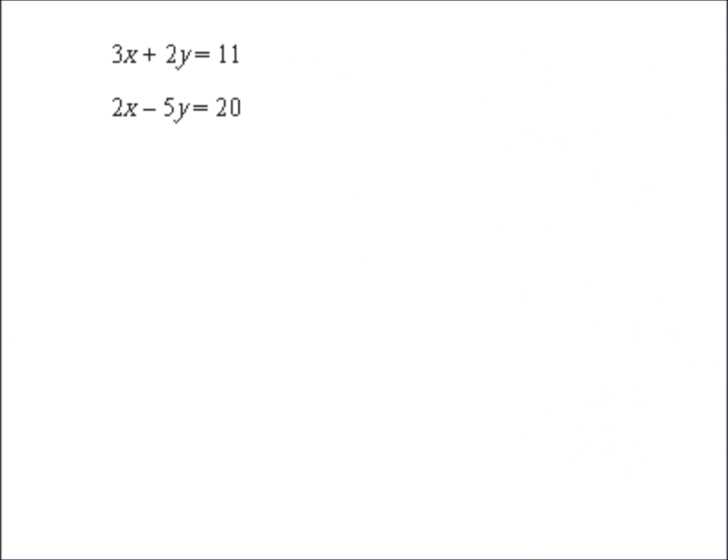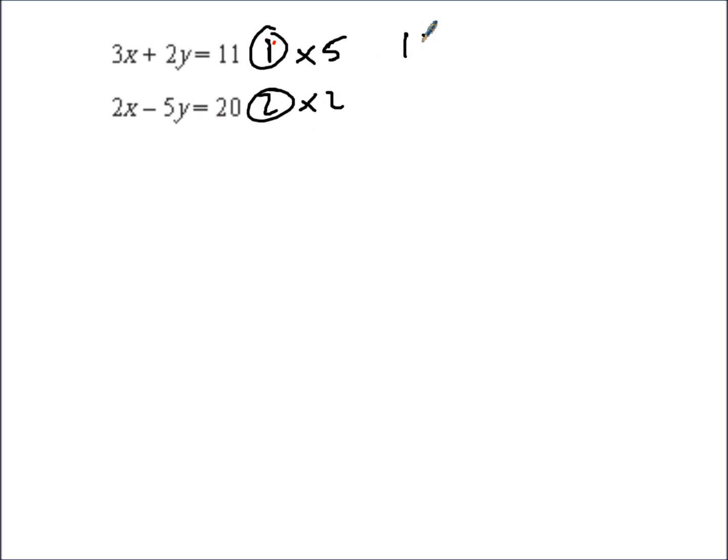Question 12. Simultaneous equations, so we need to make x or y the same. What I'm going to do is make y the same. You could make either of them, it doesn't really matter. So I'm going to times the top one by 5 and times the bottom one by 2.